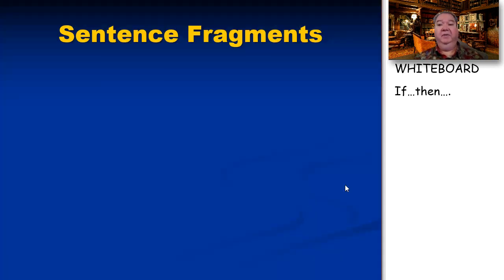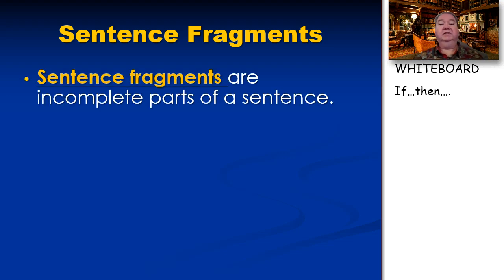A sentence fragment is part of a sentence. If you drop a glass on the floor, it will break into pieces. You'll have glass fragments all over the place. Broken pieces of a glass. They're not useful. Something's missing. They're broken. So sentence fragments are incomplete parts of a sentence. And incomplete parts of a sentence are not correct. Something is wrong.